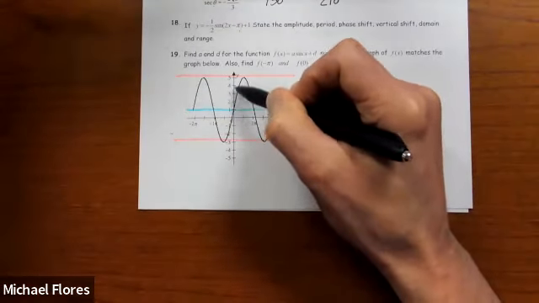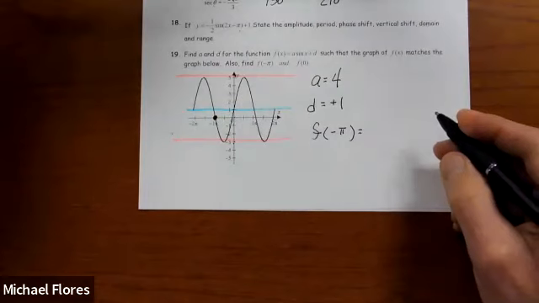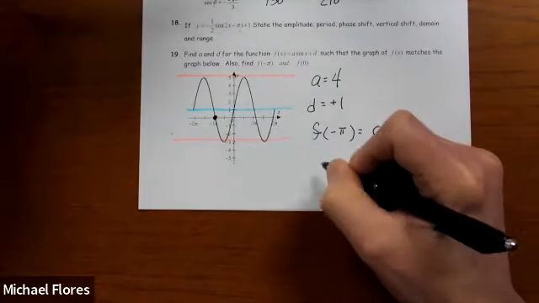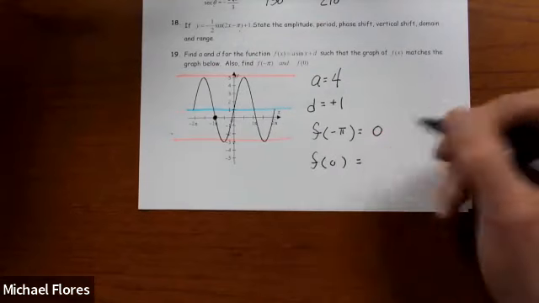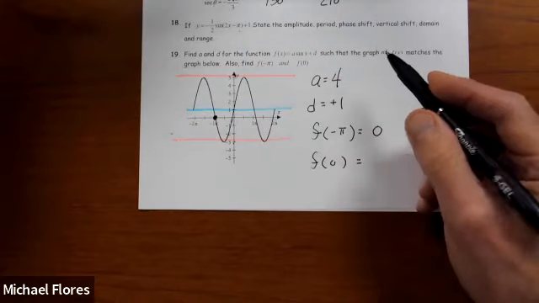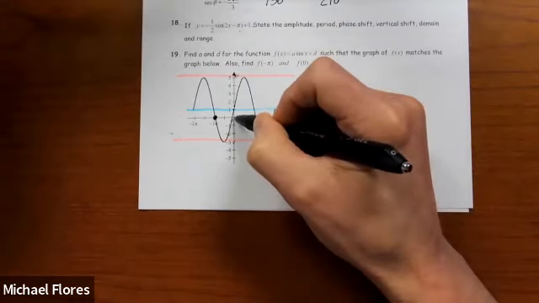Now find f of negative pi. What that simply means is, if x is negative pi, then what is y at that point? Well, here's where negative pi is. And as you can see, y is right there, right on the x-axis. So y would be 0. f of 0. What that means is when x is 0, what is your y at that point? So here's where x is 0. y at that point is here. So that would be 1.